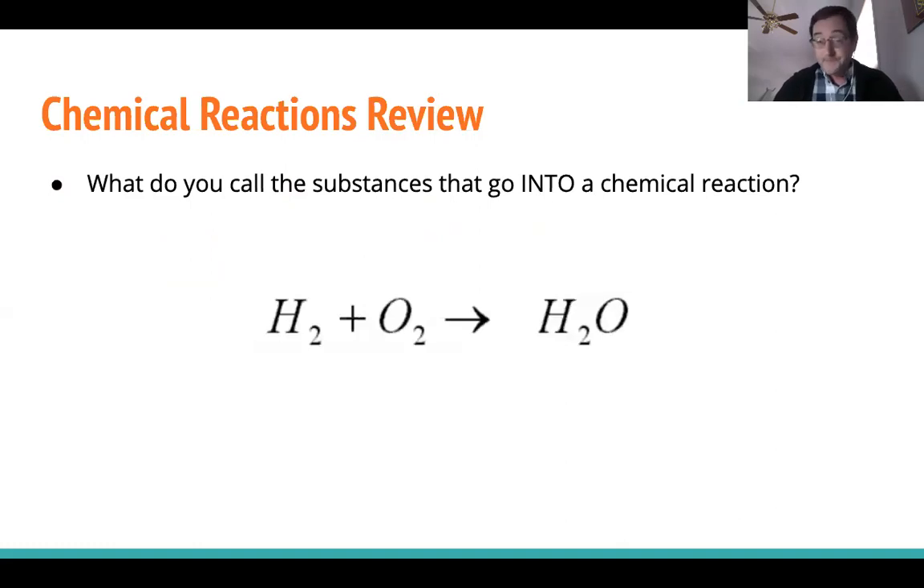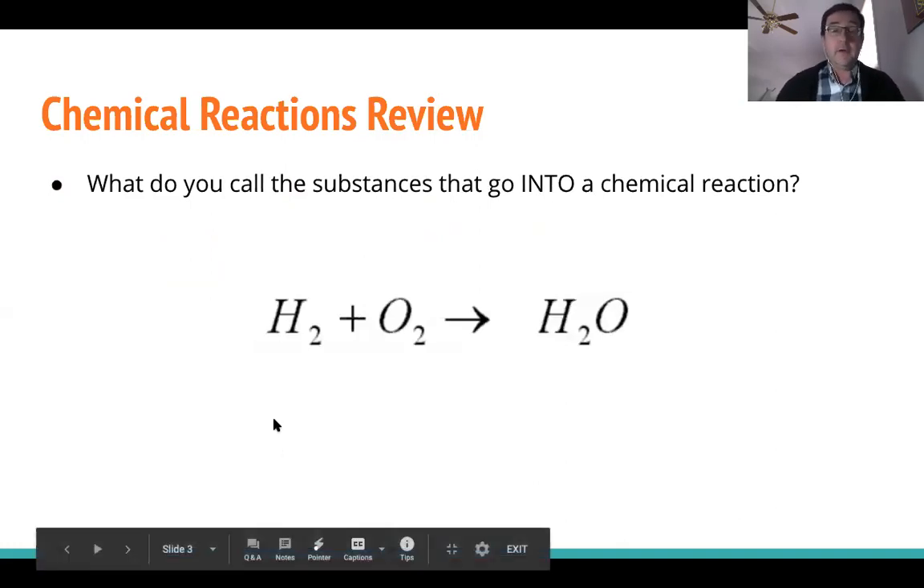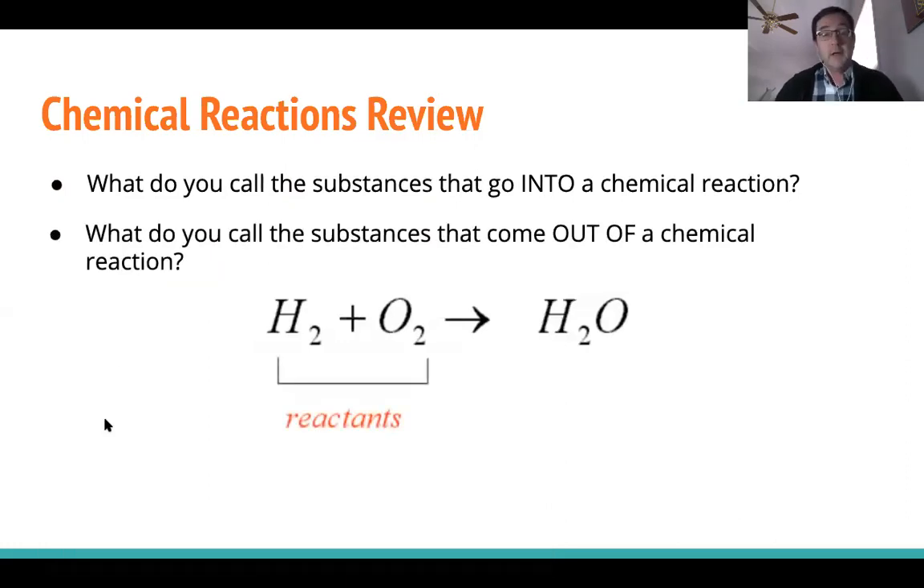So quick review from the last video. What do you call the substances that go into a chemical reaction? They're the reactants. What do you call the substances that come out of a chemical reaction? And yes, they're the products. We would read this as hydrogen plus oxygen produces water, or H2 plus O2 produces H2O.